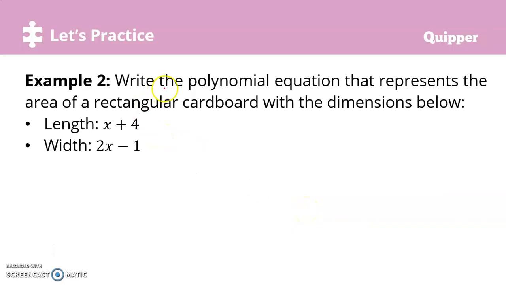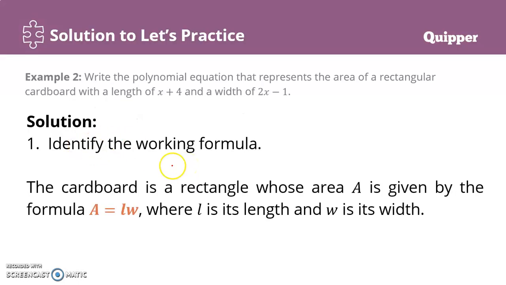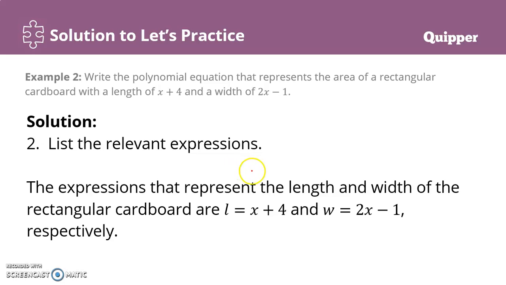Another example. Write the polynomial equation that represents the area of the rectangular cardboard with the dimensions below. We have the length, x plus 4, and the width, 2x minus 1. First, we have to identify the formula for the area of the rectangular cardboard. So the area is A equals LW. So area equals length times width. List the relevant expressions. The length is equal to x plus 4 and the width is equal to 2x minus 1.